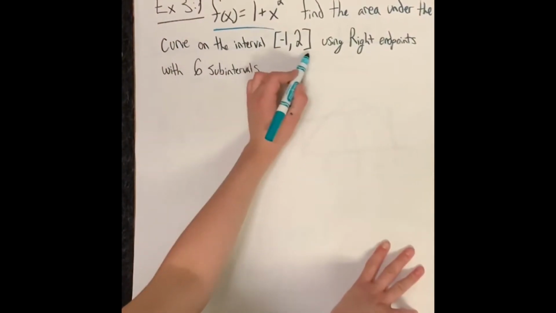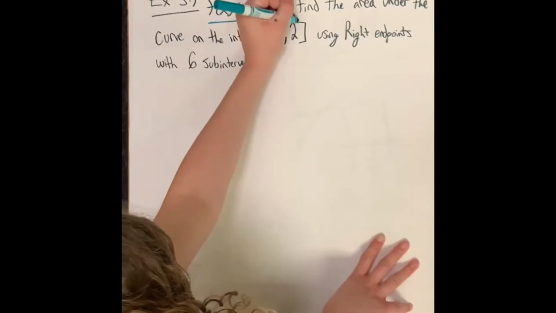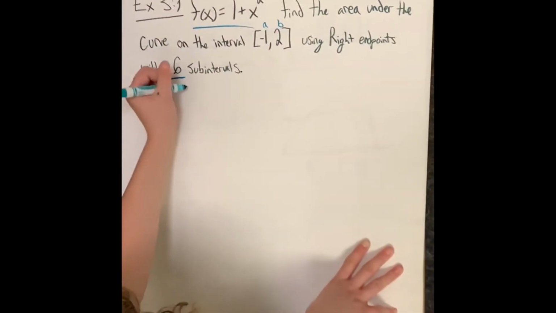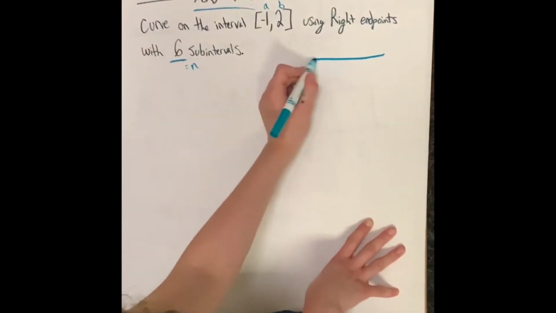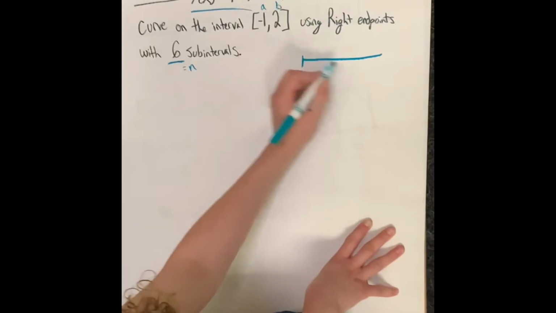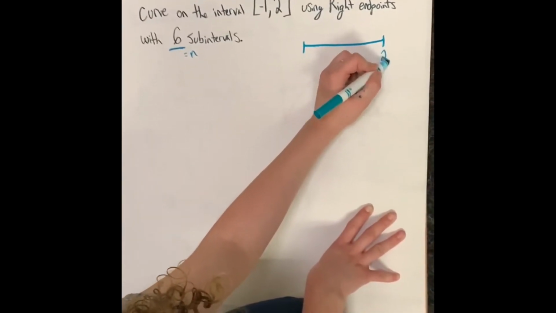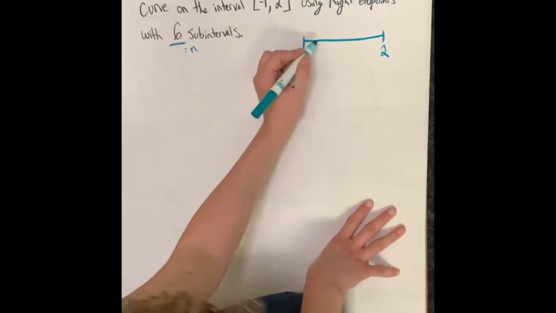All right, so now we're on example 3. And we have 1 plus x squared. So we find the area of the curve on the interval -1 and 2 using right endpoints with 6 subintervals. So we have our a and b, we have 6 subintervals, which 6 is our n.